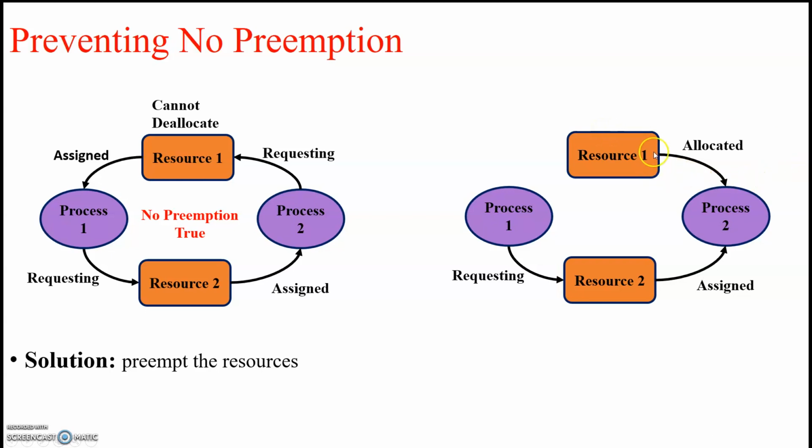Again here, if both the resources are available with P2, it can complete its execution, and no preemption becomes false because we have forcefully taken out a resource from P1 and given it to P2. So here again, in this case, a deadlock can be avoided.